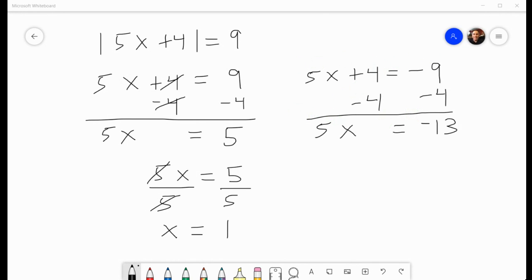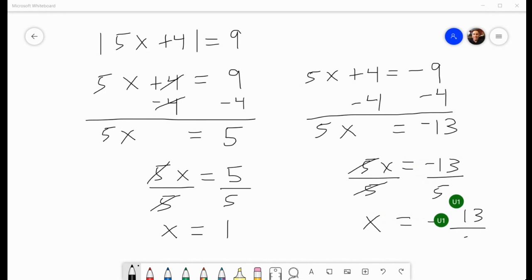Okay, but again, we want x all alone. So we have 5x is negative 13, right? So we divide. We don't want 5x, we want x, so we divide by 5. Okay? And once we do that, these 5's cancel, and we get x equals minus 13 over 5. Now, if you left it as negative 13 over 5, that's fine also. So we have two solutions, 1 and negative 13 over 5.